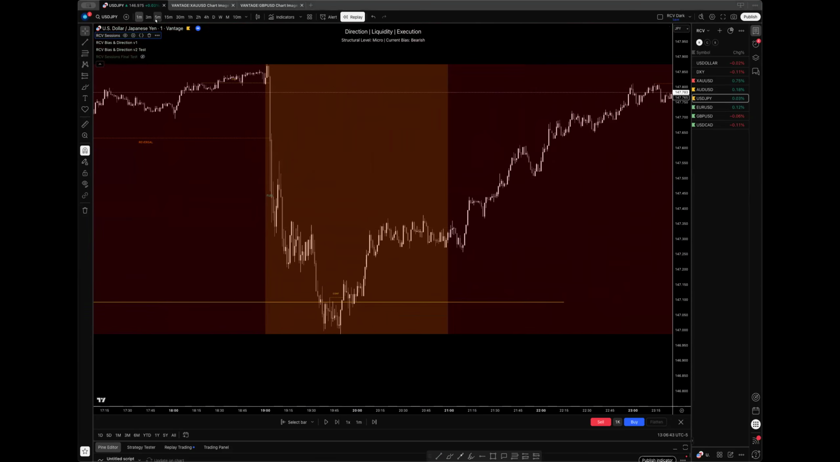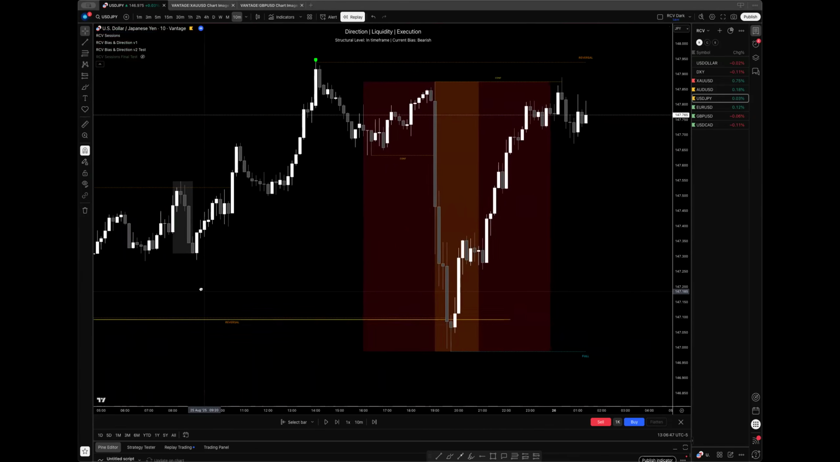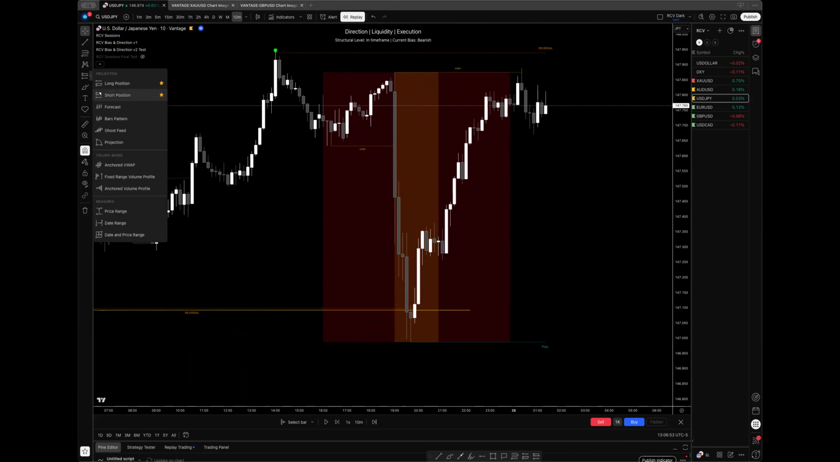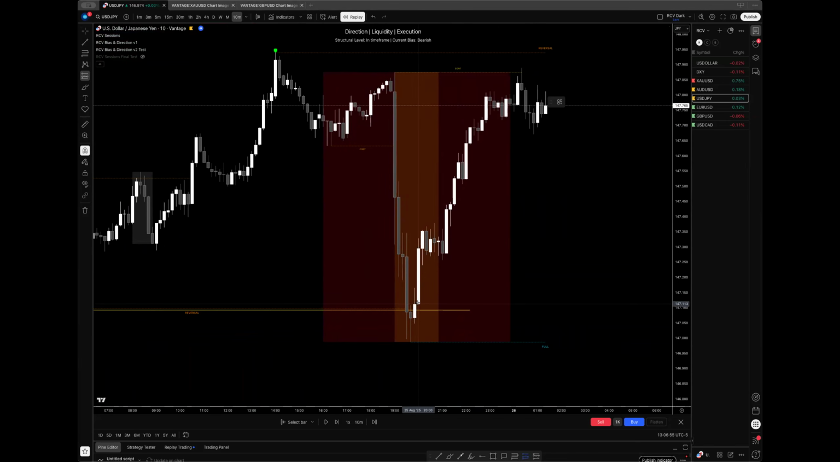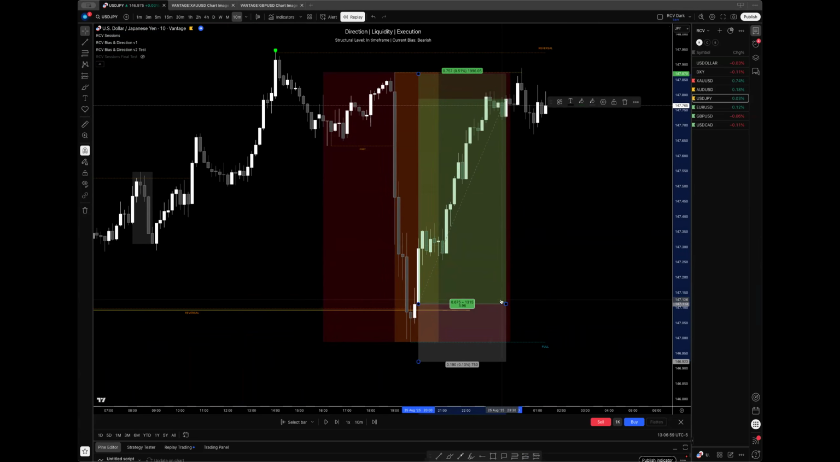But my reason for entry was the M10. So once we swept that low, M10 engulfing, and then I just bought. And this is why I always aim for the internal target, because I hit my internal target and then it reversed.